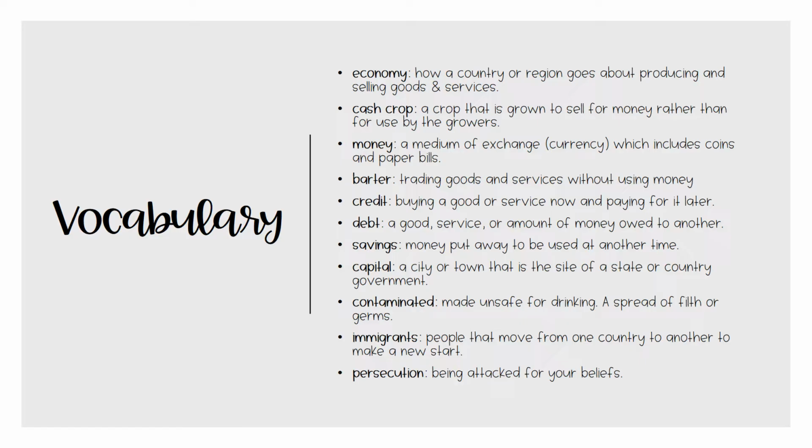Credit is buying a good or service now and paying for it later. Debt is when a good, service, or amount of money is owed to another person or business. Savings is money put away to be used at another time. A capital is a city or town that is the site of a state or country government. Contaminated means to be made unsafe for drinking.